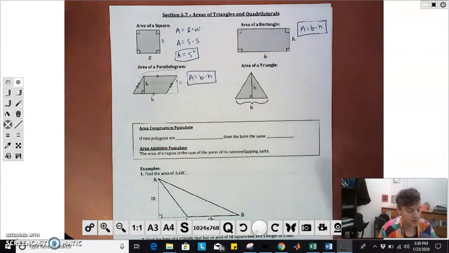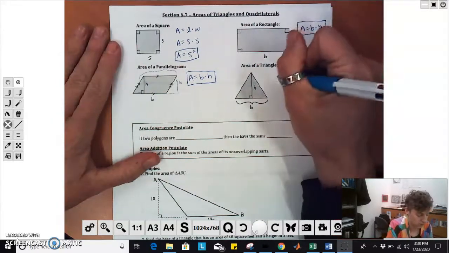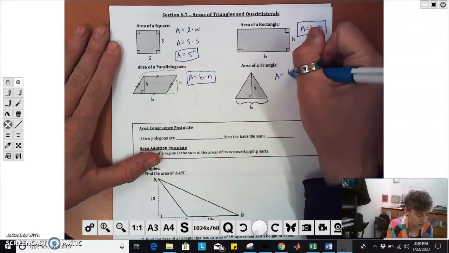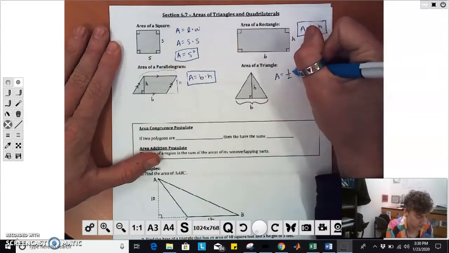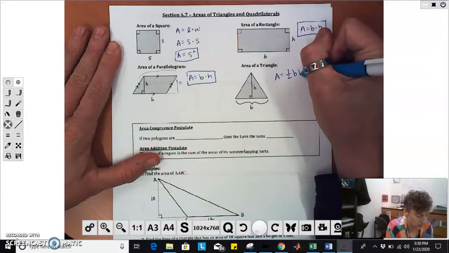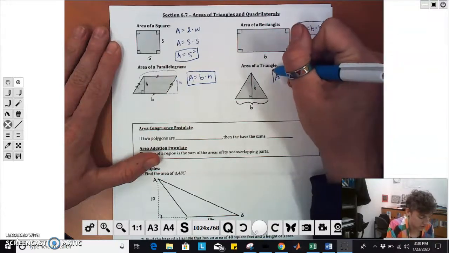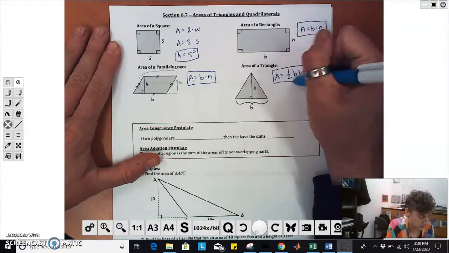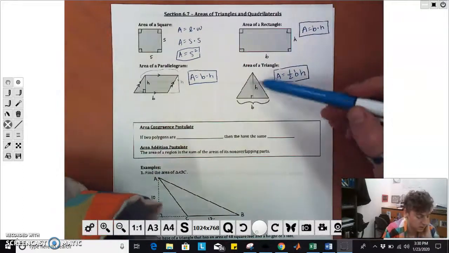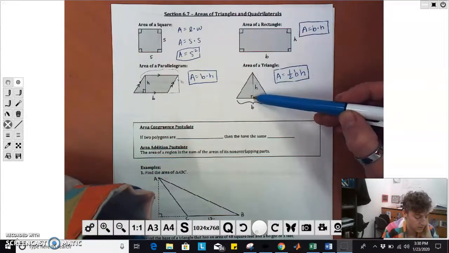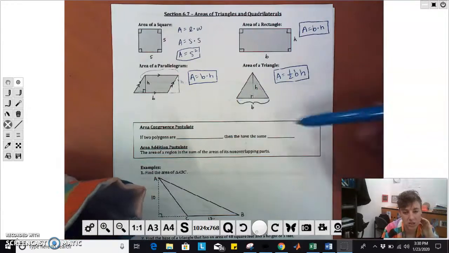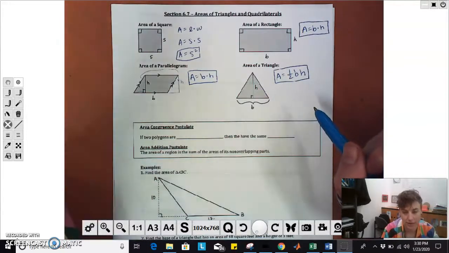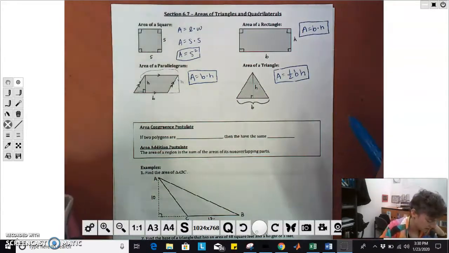And then everybody's favorite, a triangle. Area of a triangle is 1/2 of the base times the height. And remember, the height is always perpendicular to the base. Got it? Got it. Great.